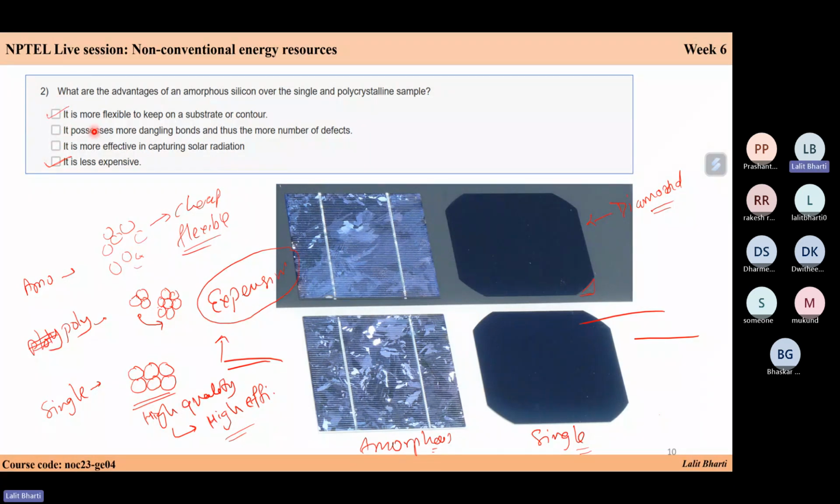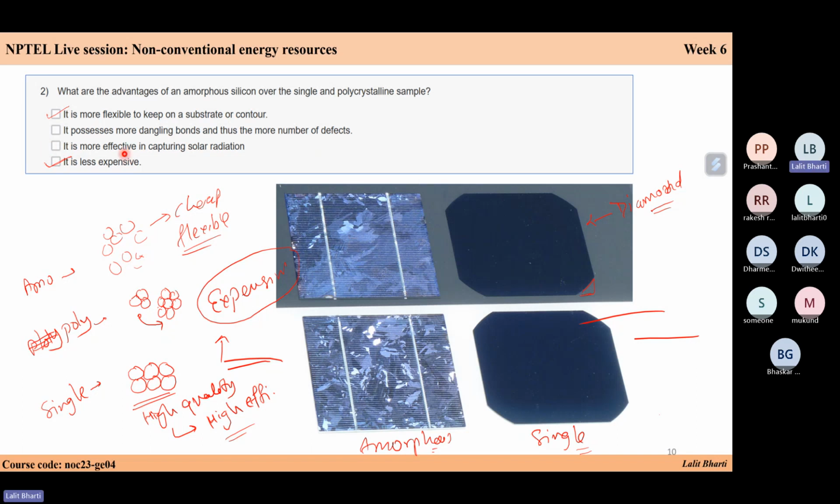Second statement: it possesses more dangling bonds, so more number of defects. So yes, they have more dangling bonds because the purity is not higher. But this is not an advantage of amorphous silicon. So we will not take this statement as correct, because we are not taking these dangling bonds as advantages.